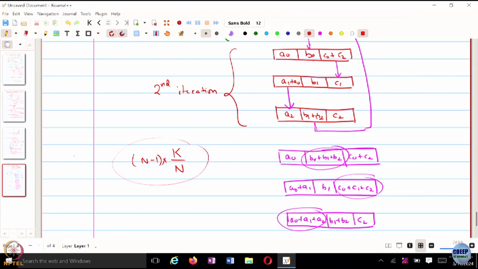But then what is the bandwidth requirement? This is basically constant, right? In the number of agents. The communication bandwidth requirement, the total communication cost, is going to be constant. So this was the scatter reduce step. Let's see what happens in the all gather step.